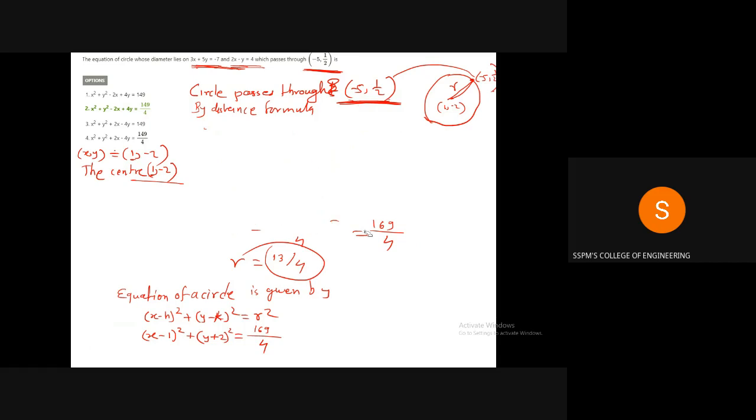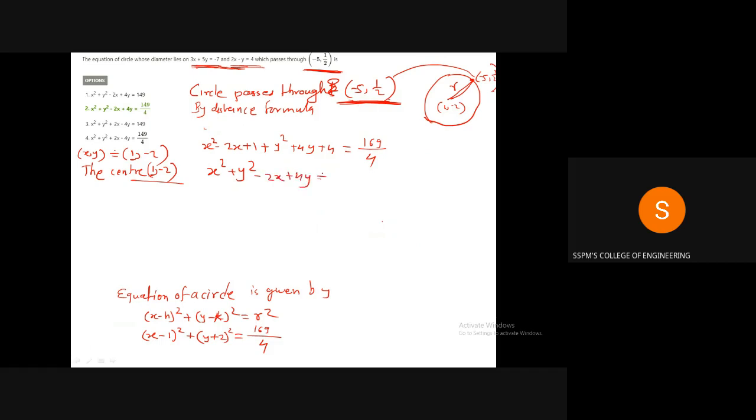We have to solve the left hand side. We have to solve this bracket, square them, and simplify them in order to get the answer. What is x minus 1 square? It is x square minus 2x plus 1. What is y plus 2 square? It is y square plus 4y plus 4 is equal to 169 divided by 4. So we have x square plus y square minus 2x plus 4y plus 5, so this 1 plus 4 is 5.